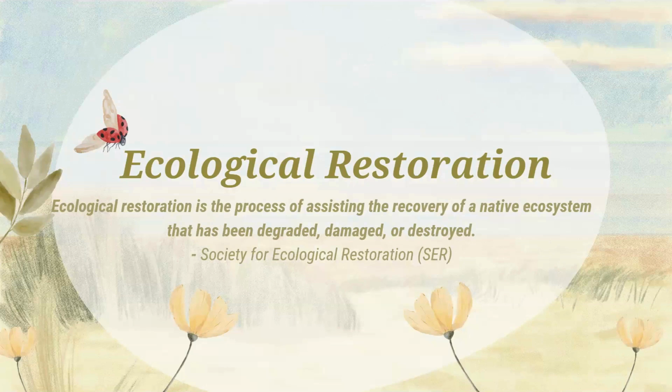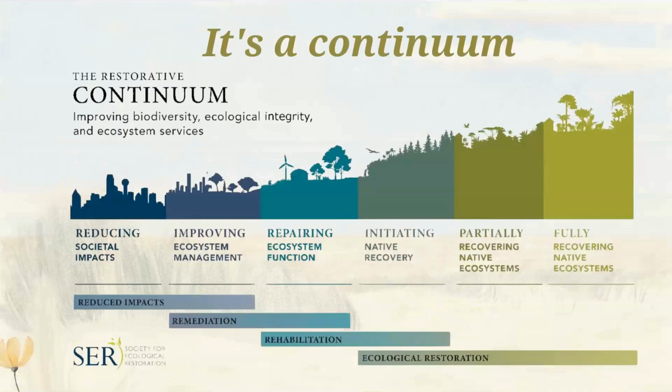But I really like the Society for Ecological Restoration's definition: a process of assisting the recovery of native ecosystems which have been degraded, damaged, or destroyed. Each of these has a different definition. But one of the important things to realize is that restoration is a continuum. You have a whole set of different stages and actions that can be done, from reducing societal impacts to fully recovering a native ecosystem.